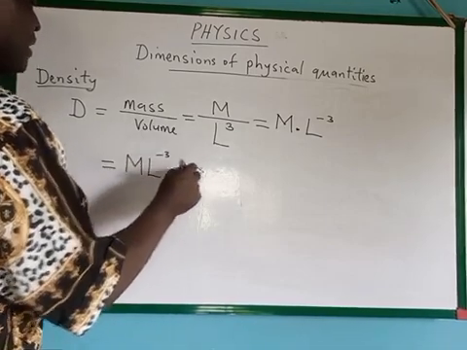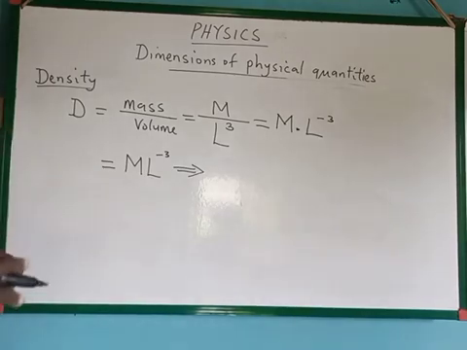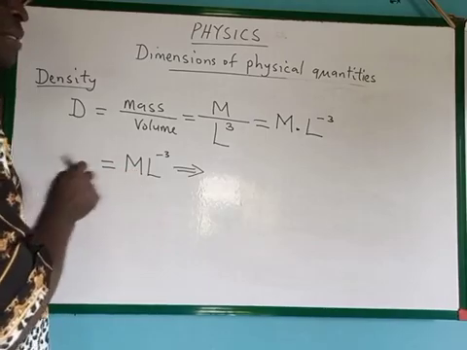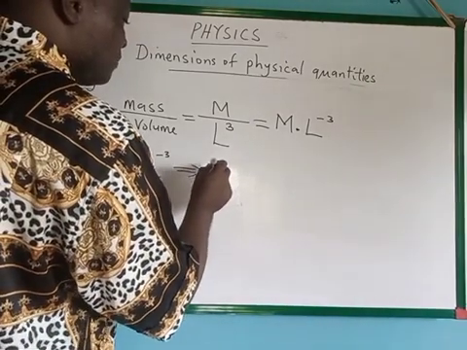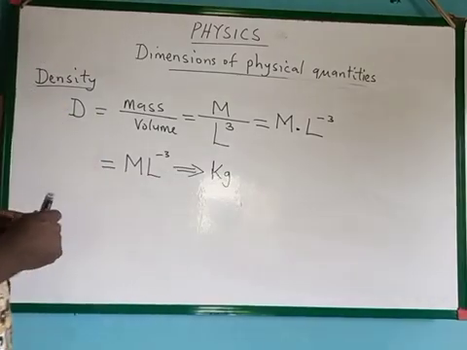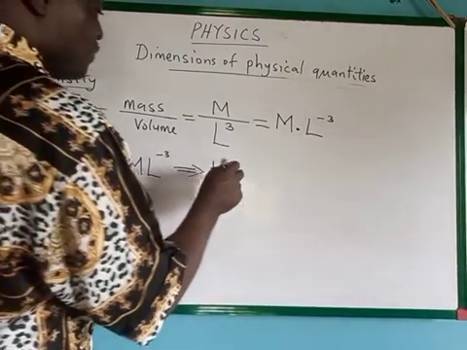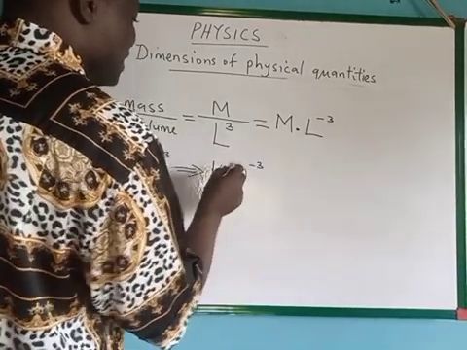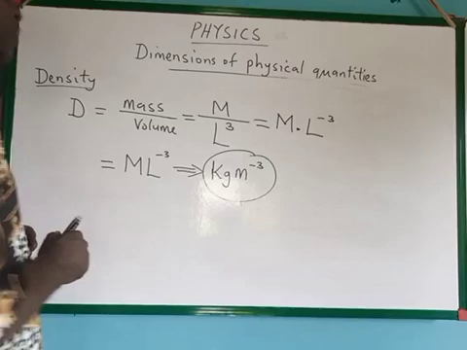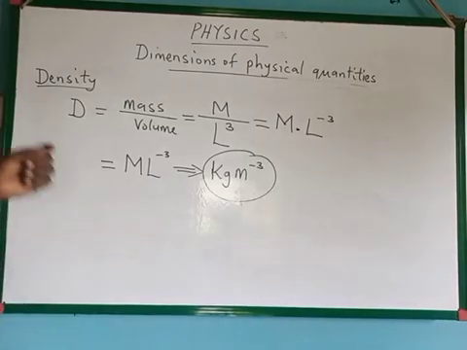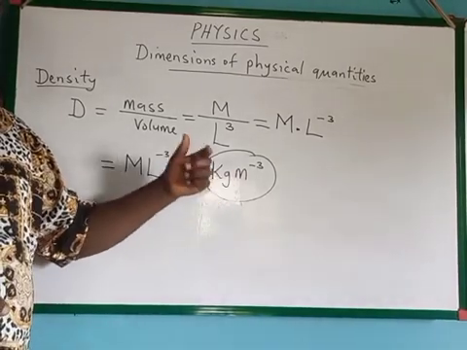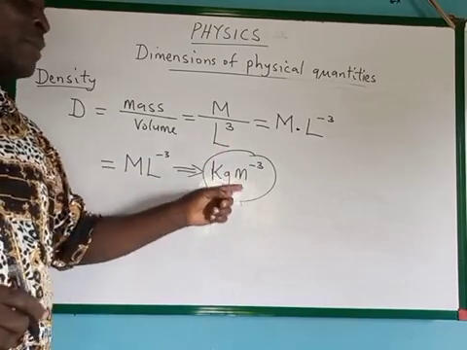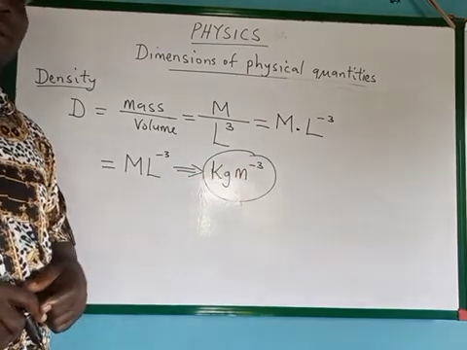So how does this one relate to the SI unit of density? The SI unit of density now becomes, what is the SI unit of mass? The SI unit of mass is kilogram. Then what is the SI unit of length? The SI unit of length is meter, raised to minus 3. So that is why you have this as the SI unit of density. The SI unit of density is kilogram per meter cube, or kilogram meter raised to power minus 3.